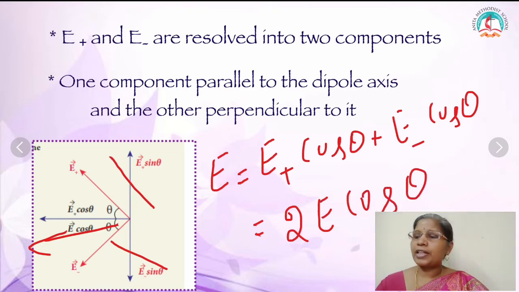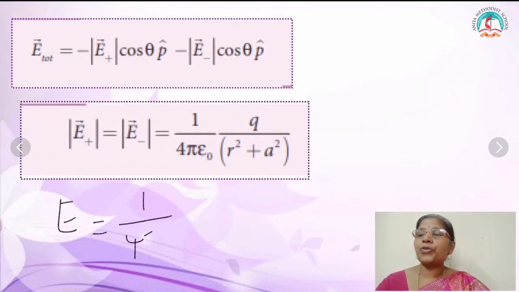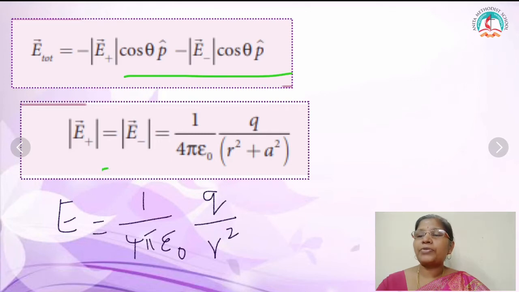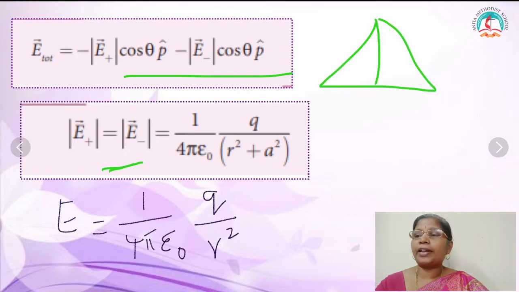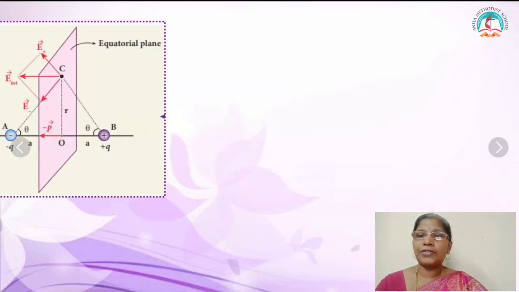The next step, I will calculate the value of cos theta and substitute it here. You know the formula E equals Q divided by 4 pi epsilon 0 r square, where r is the distance. Now when I add these two values, E plus and E minus, both are equal because it is an isosceles triangle, both the distances are equal. One is A, one is B and this is C I am taking. So this distance and this distance are equal, so I get r square plus a square in the denominator. Let's see how I get this.